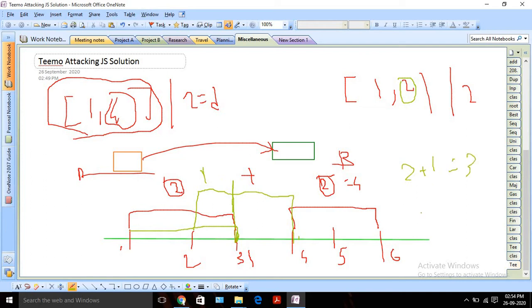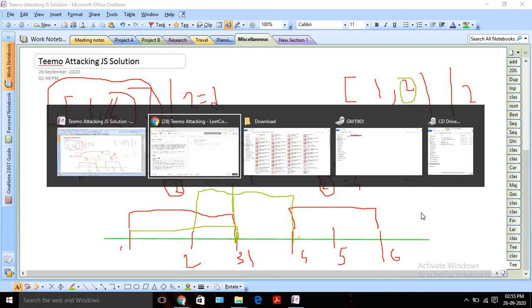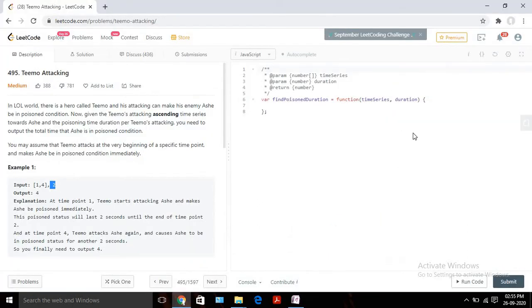So these are the two rules. One is the overlapping rule, and the other is the normal scenario where the two poison durations are not overlapping. If it is overlapping, then we need to consider the end time of the first poison. Now let's design the solution and write the code using JavaScript.